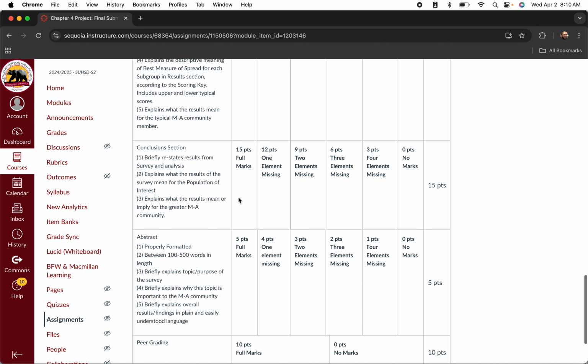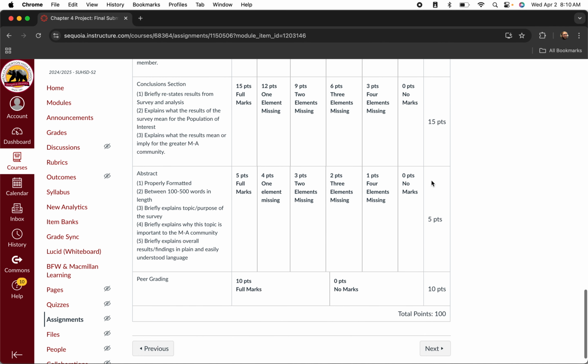Then finally, our conclusions and abstract. That's the next 20 points altogether. Your conclusions, again, need to briefly restate your results, explain what the results mean for the population of interest, and explain what the results mean for the greater MA community. That's going to be 15 points. And then since the abstract is mostly just stating parts from everything else, that is 5 points.